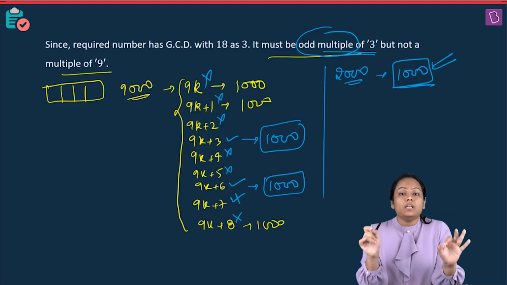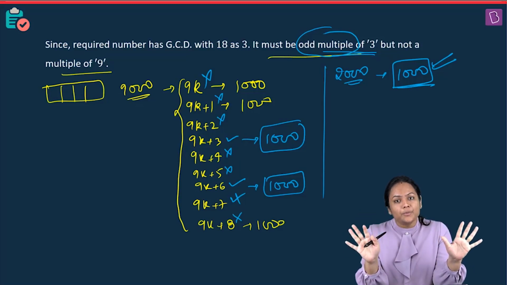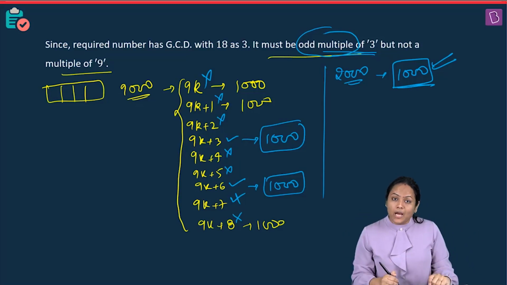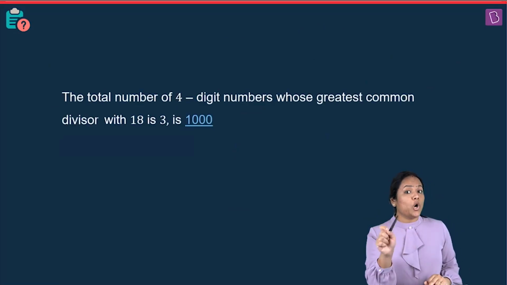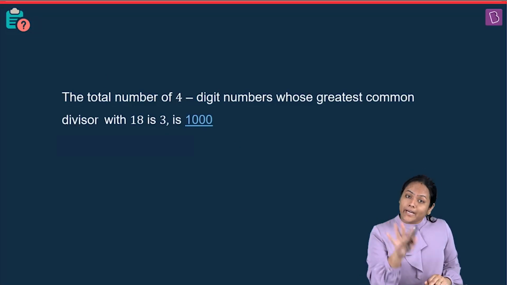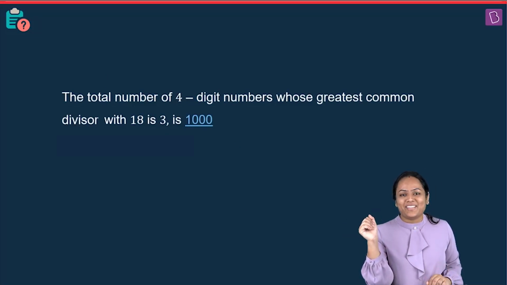So this is the solution to the question. I hope it is clear to you. Have you understood? Perfect. So now the answer is 1000. And the question was not on the difficult side. It was from easy to moderate level, isn't it? Perfect.